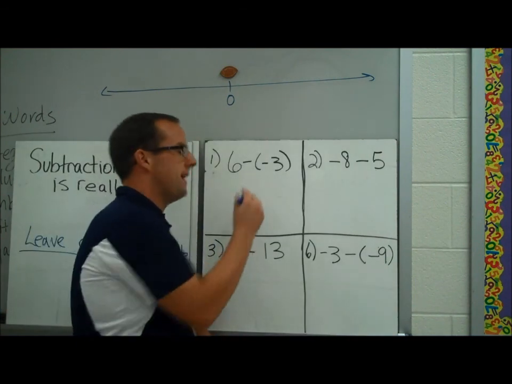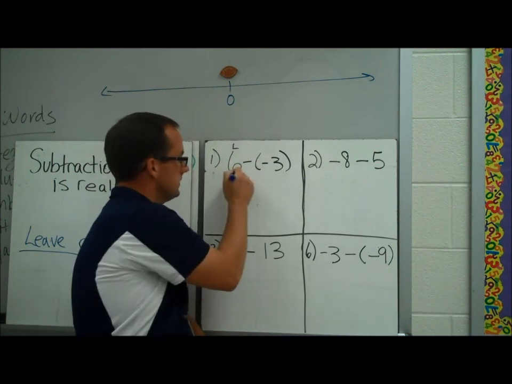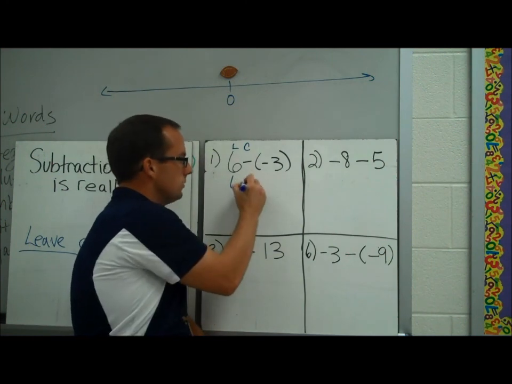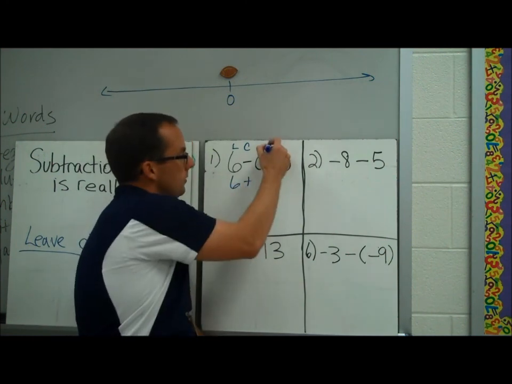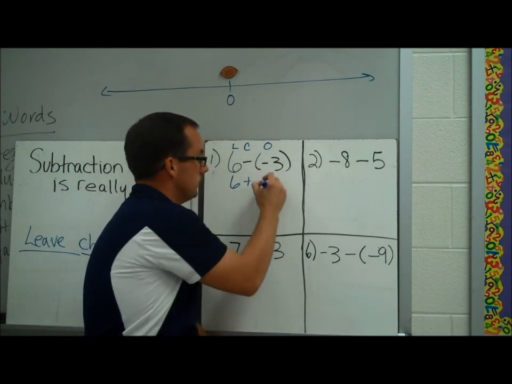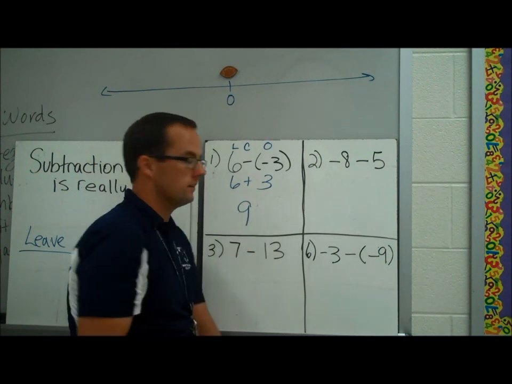All right, 6 minus negative 3. I'm going to leave the 6. I'm going to change this to addition, LC. And I'm going to make this the opposite, LCO. So the opposite of negative 3 is positive 3. So 6 plus 3 we know is 9.